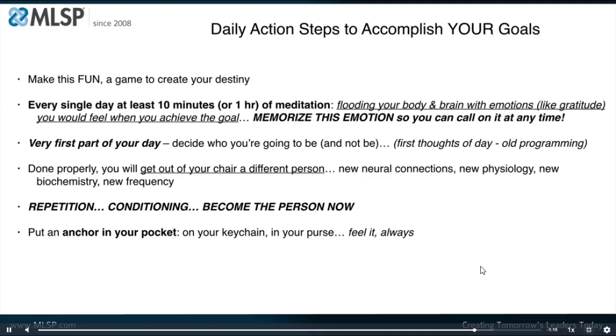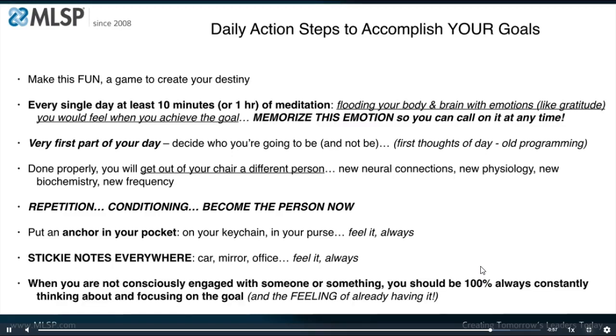Put an anchor in your pocket. That's what I personally did. On your keychain, in your purse. Feel it always. Remember that check? That was on me. That $1 million check was in my wallet. Every time I touched my pocket, my wallet, I would feel these feelings. It'd be at the forefront. Put sticky notes everywhere. Car, mirror, office. Feel it, the goal, having accomplished the goal always.